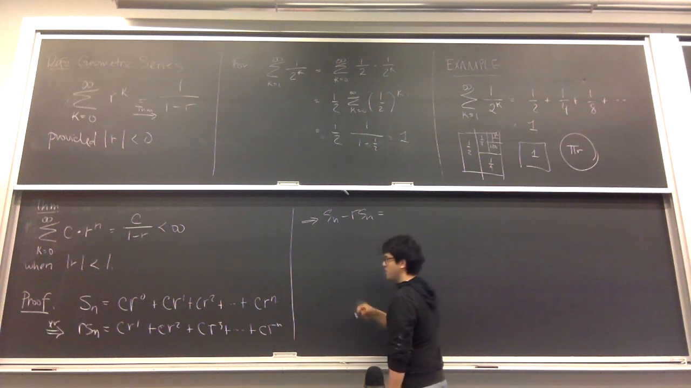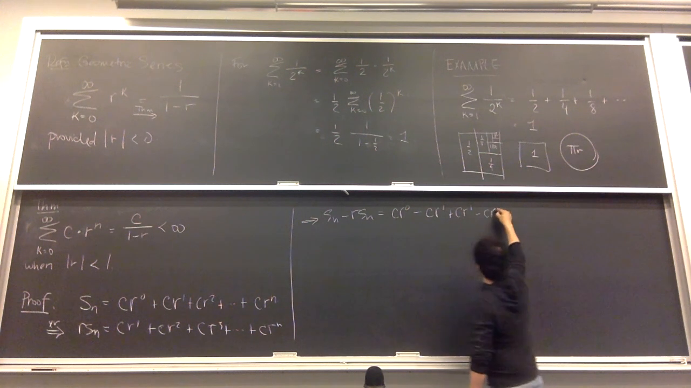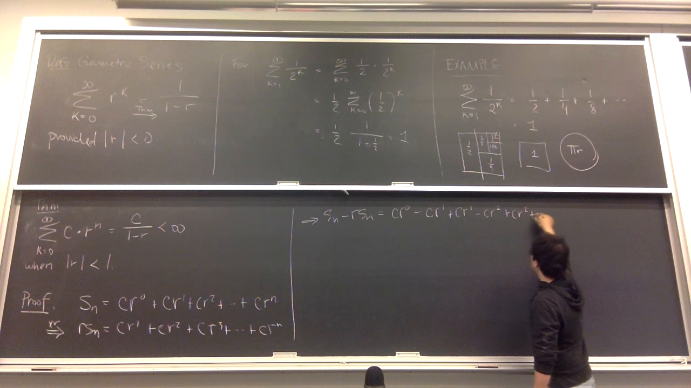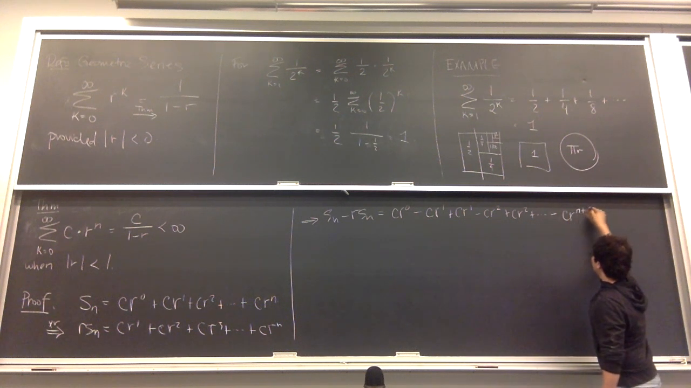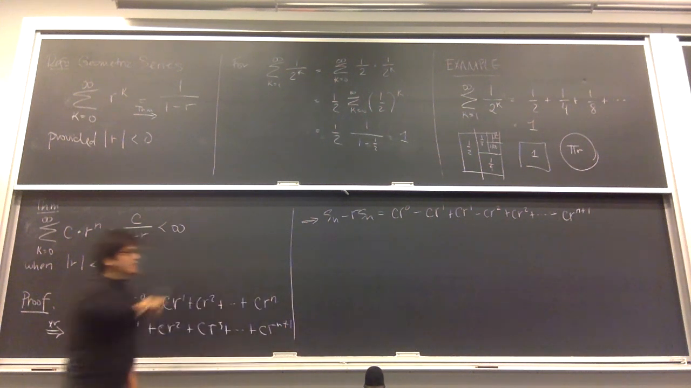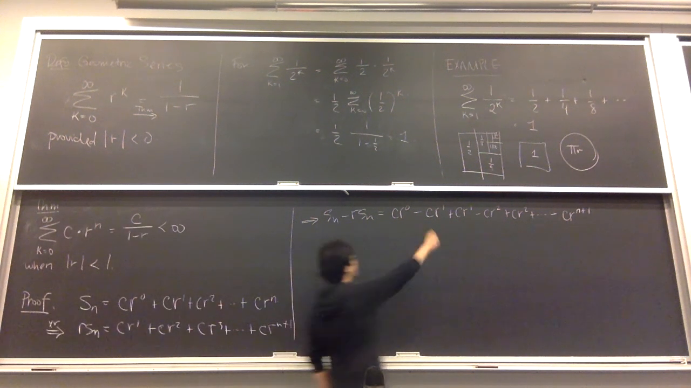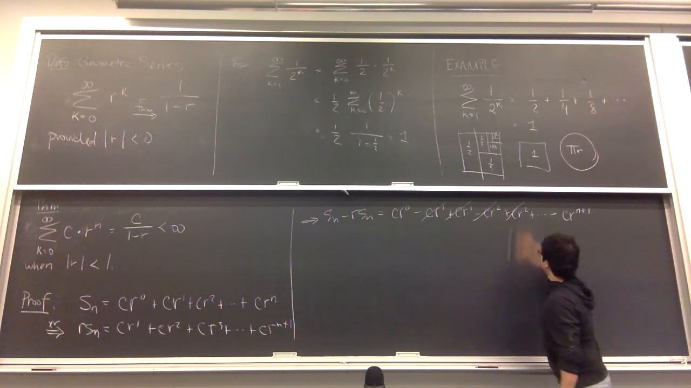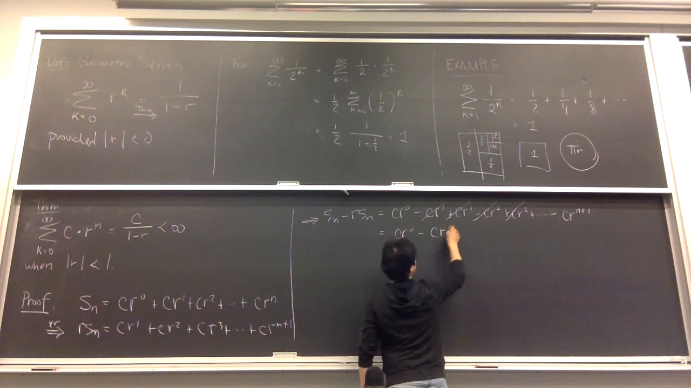Well, let's just pick these things off term by term. You're going to get c r^0 minus c r^1 plus c r^1 minus c r squared plus c r squared, and so on, up to minus c r to the n plus 1. I think I'm actually missing an n plus 1 there. Okay, so what happens? They cancel out. I got a lot of cancellations. So this ends up being c r^0 minus c r^(n+1).